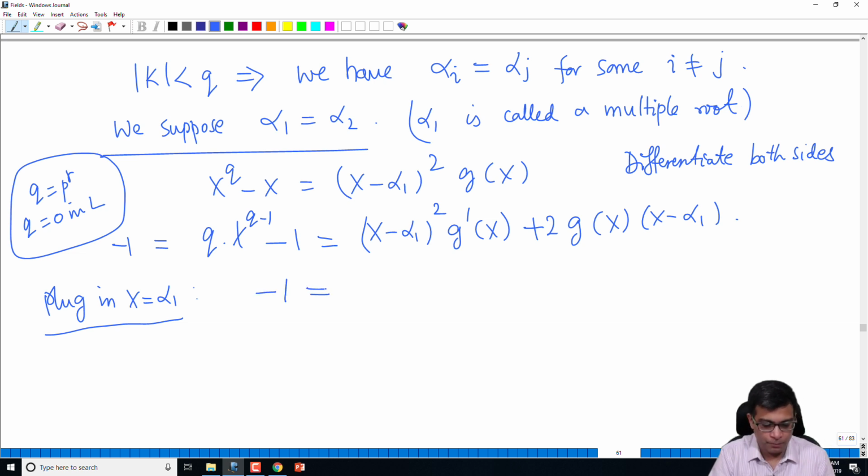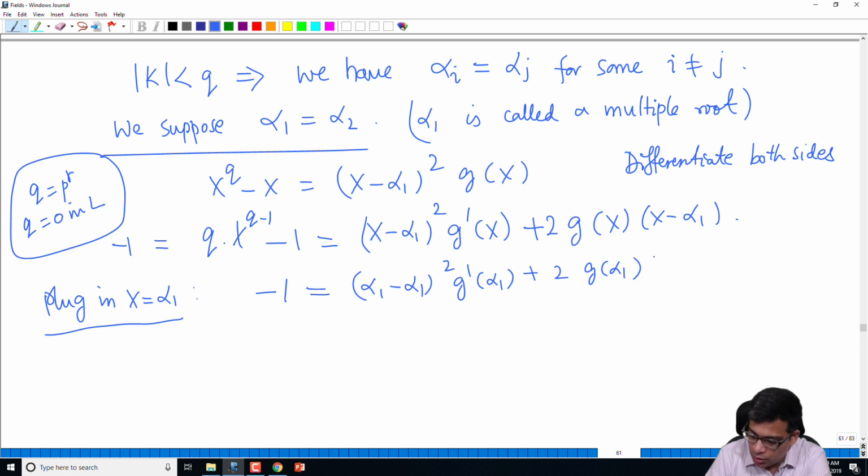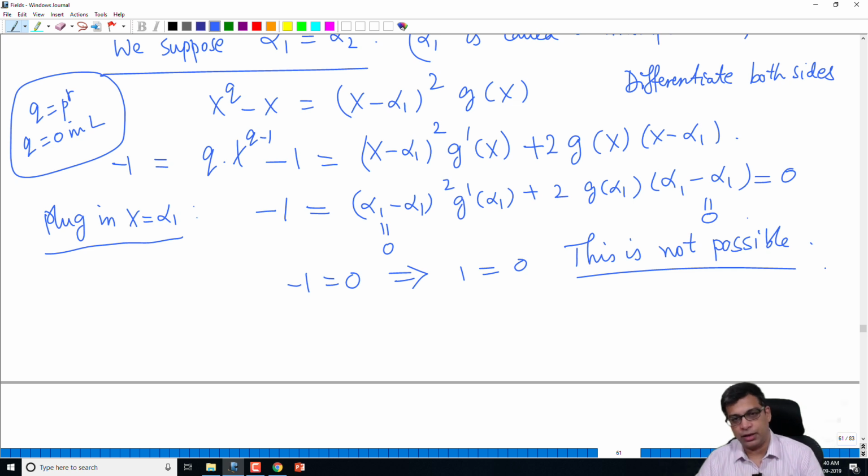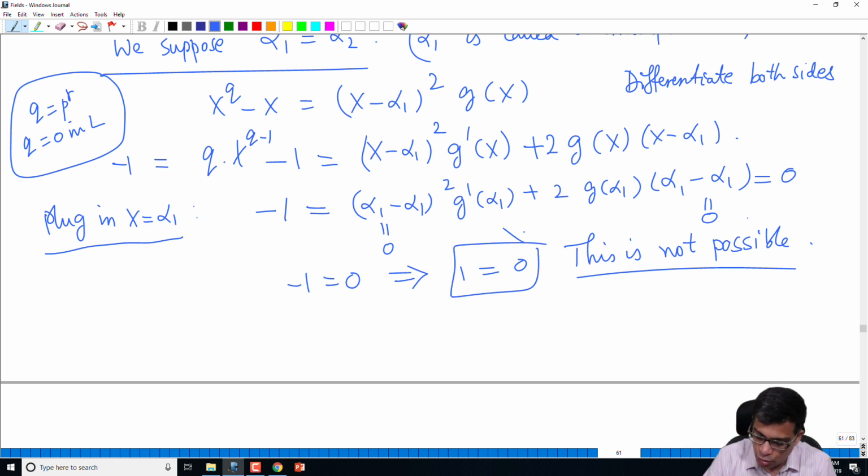So if you plug in x equal to alpha 1, on the left hand side nothing changes because it's a constant. On the right hand side, you get (alpha 1 minus alpha 1) whole squared times g prime of alpha 1, plus 2 times g of alpha 1 times (alpha 1 minus alpha 1). But this is 0 because this is 0 and this is 0. But that means minus 1 equal to 0. That means 1 equal to 0, because I can take the negative of both sides. This is not possible, because in any field you have at least two elements and 0 and 1 are going to be different. So this is not possible.